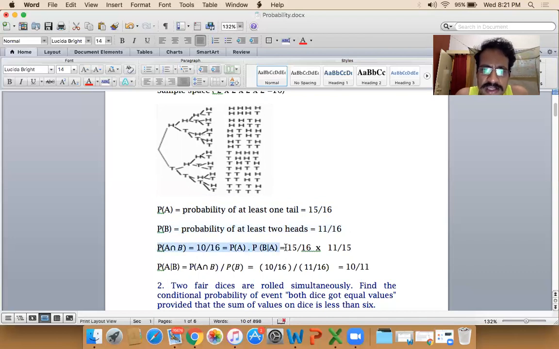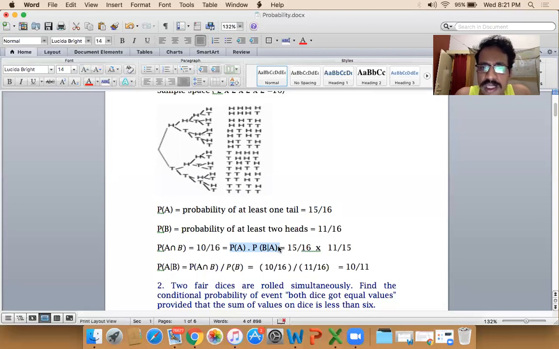The probability of A intersection B is given by, you can directly look at the sample space that both these conditions are satisfied, that there is at least one tail and at least 2 heads. There are 10 such cases in the sample space. Otherwise, you can use this particular formula, probability of A multiplied by probability of B given A. So probability of A we have already found out, 15 by 16, and probability of B given A, the conditional probability formula is with us.